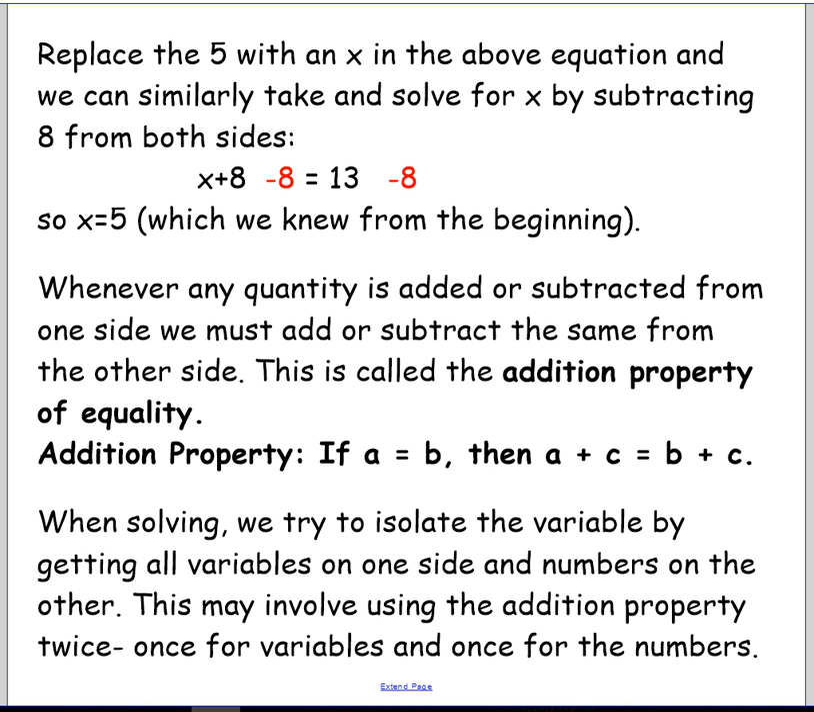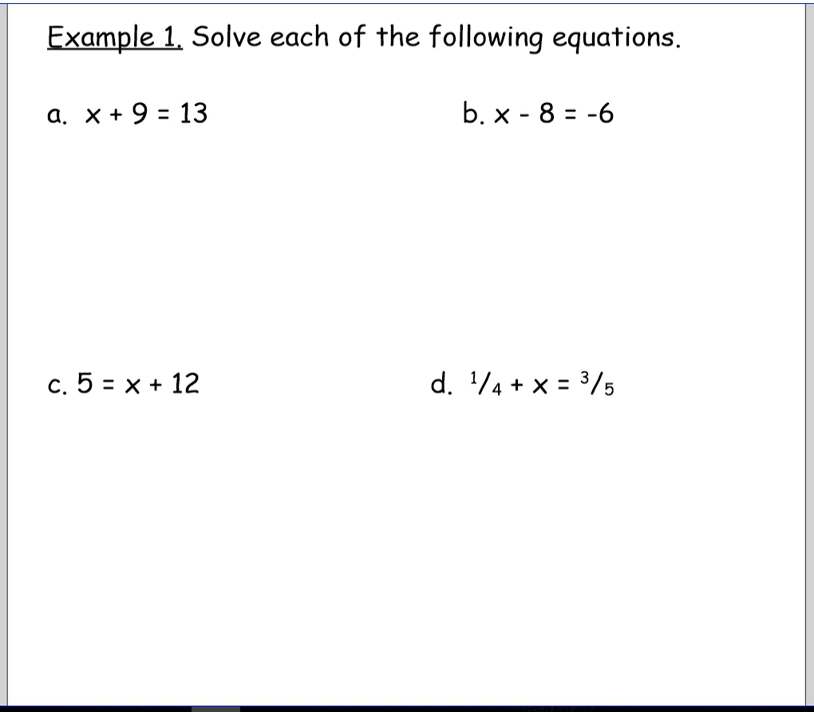So in solving, we try to isolate the variable by getting all the variables on one side and the numbers on the other. This may involve using the addition property twice, once for the variables and once for the numbers. So let's take a look at some more examples.